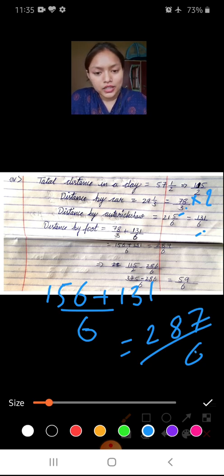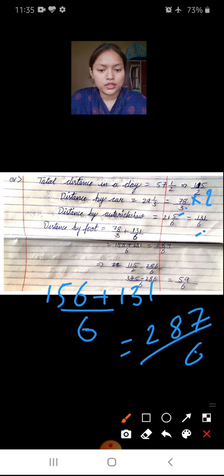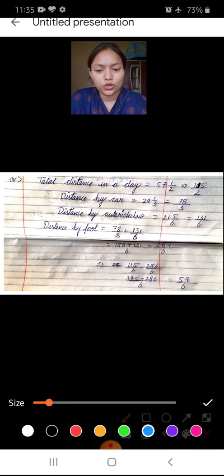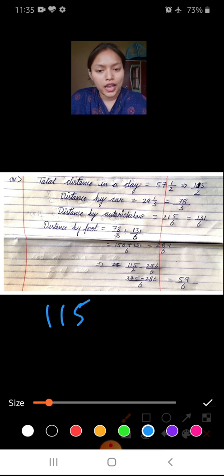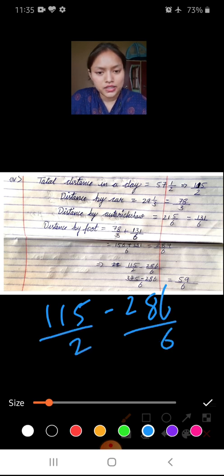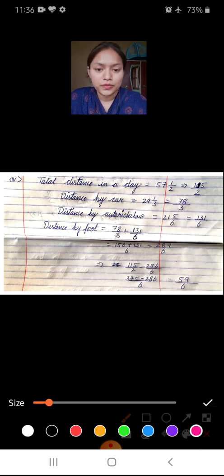Now we will subtract this distance from the total distance. The total distance is 115 by 2, and you have to subtract 287 by 6 from it. Up here 2 is there, and here 6 is there. You can do it in two ways. First, you can divide 115 by 2 and divide 287 by 6, and subtract the answers. The other way is to take the LCM of both the denominators, as I had done here.